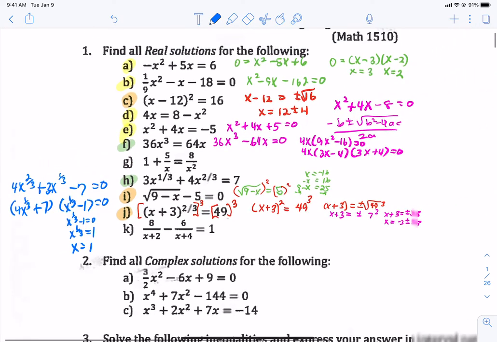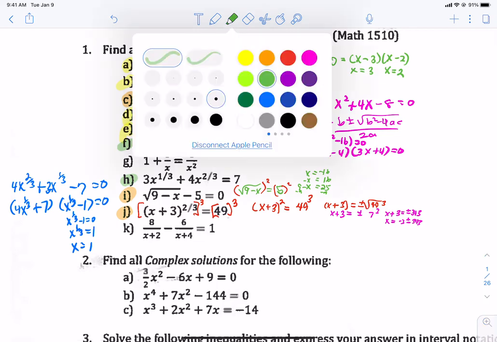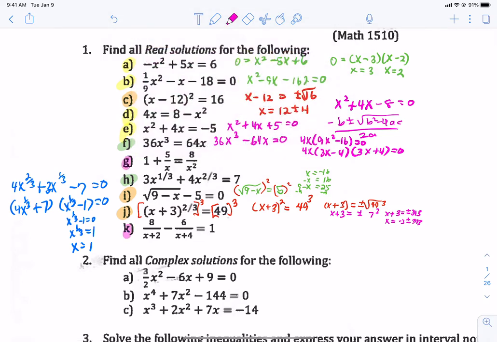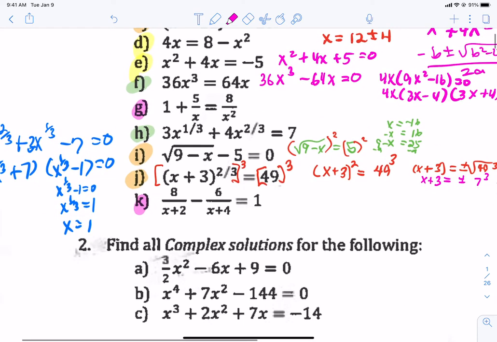Okay, now let's talk about the fractional ones. And I know I'm going through this kind of quickly, but we got a lot to do, so I'll do my best to not talk too fast. For G and K, remember, those are ones with excluded values. So I know in the past, Alex has asked, what are the excluded values? For G, if you set each one of our denominators equal to 0, our excluded value is only 0. In K, if you set each of the bottom equal to 0, our excluded values are -2 and -4.